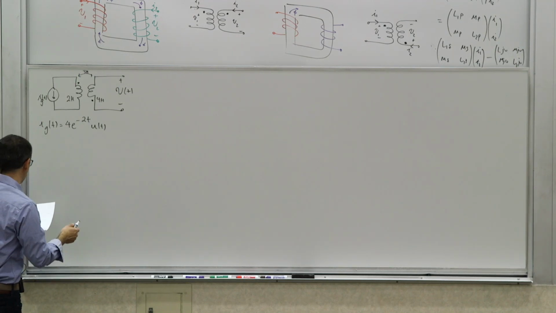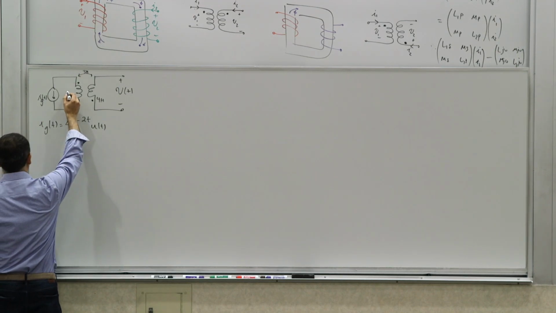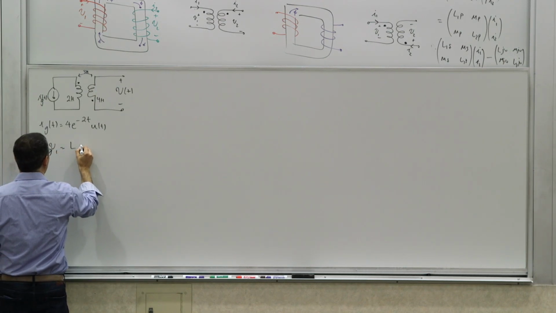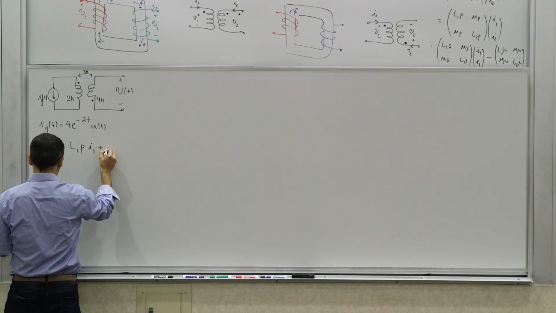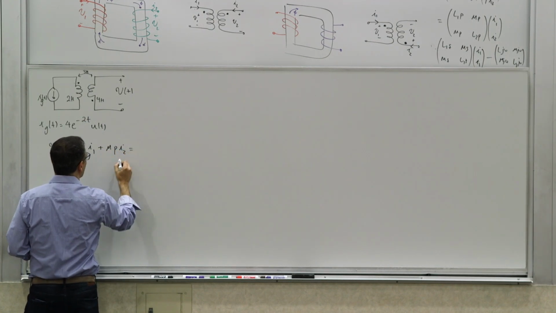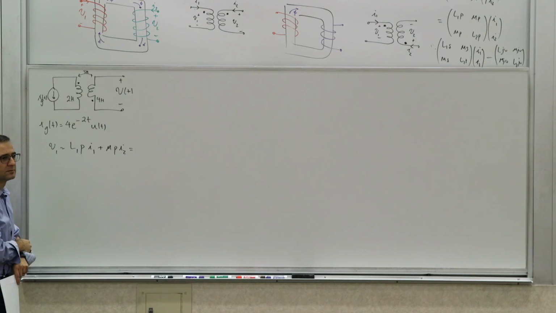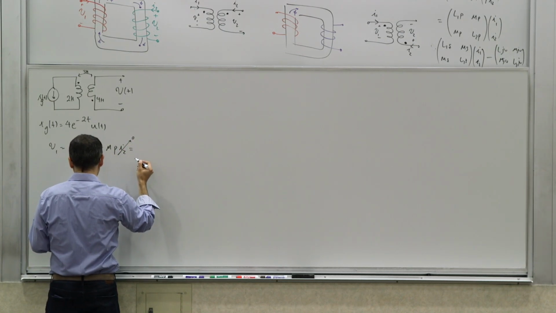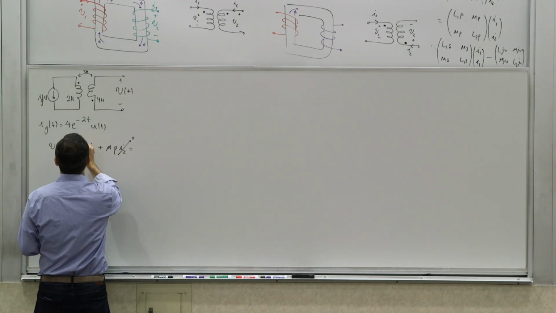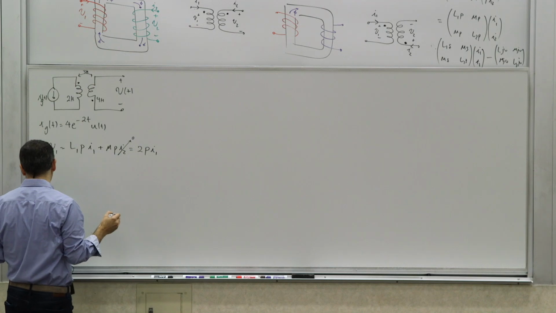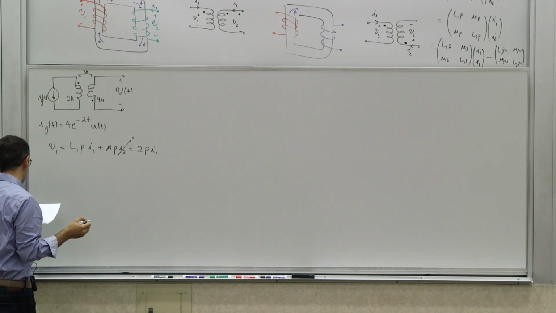Well, we write those equations, right? We know V1, the voltage at the first terminal, is L1 p I1 plus M p I2. But what is I2? It's 0, because it's open, right? So this becomes 0. And L1 is 2, so this becomes 2 p I1. So that's the relationship between V1 and I1.